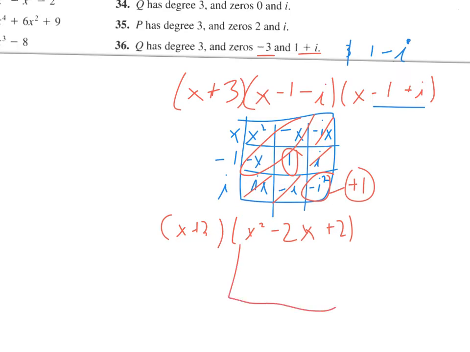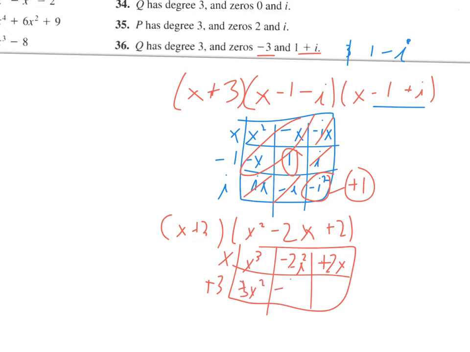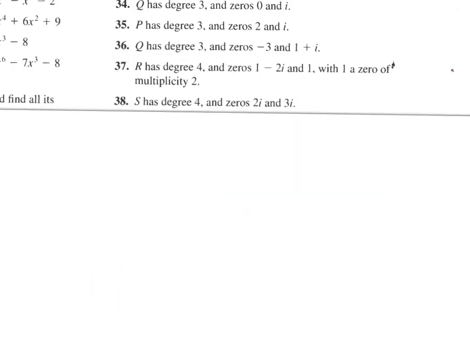This still needs to multiply by x plus 3, so I need to do one more box. So I'm going to do x plus 3 right there. So we get x to the third minus 2x squared plus 2x. And then 3x squared, negative 6x, and then positive 6. So I can just combine like terms to write my final answer, which is x to the third plus x squared minus 4x plus 6.